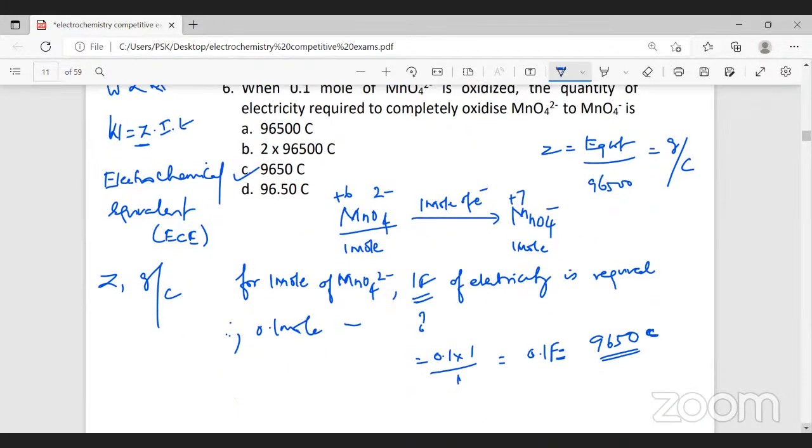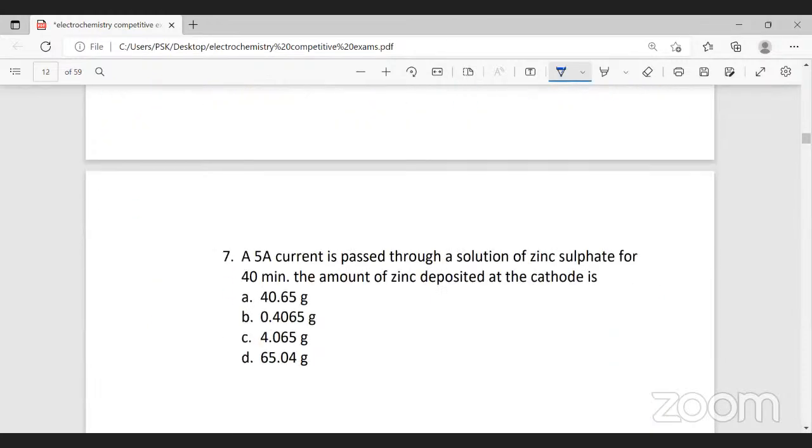Yes, sir. The next question. A 5 ampere current is passed through a solution of zinc sulfate for 40 minutes. The amount of zinc deposited at the cathode is. Now you should remember the atomic mass of zinc, they've not given you. The Z value, the equivalent mass of zinc is 65.39.